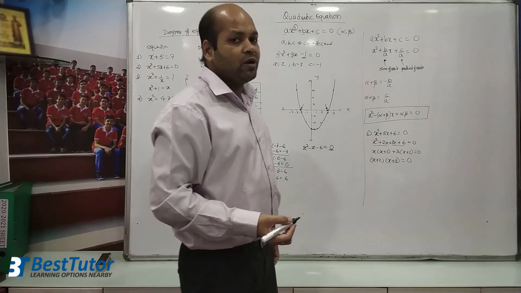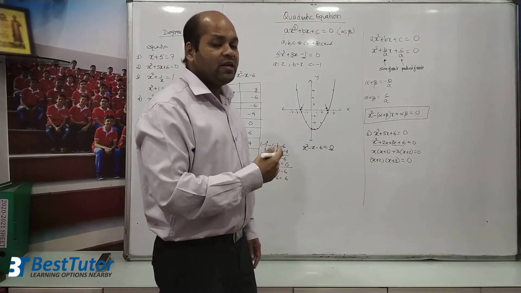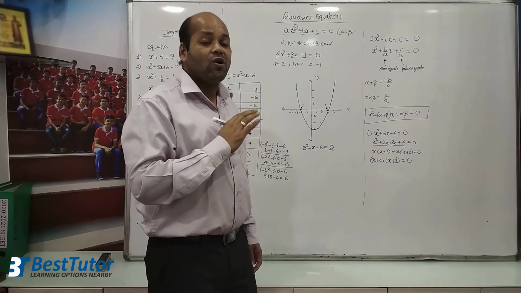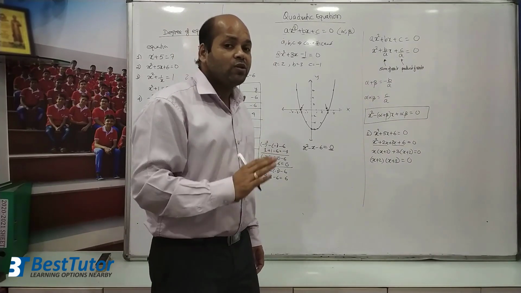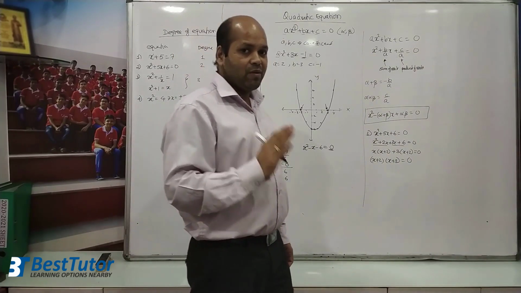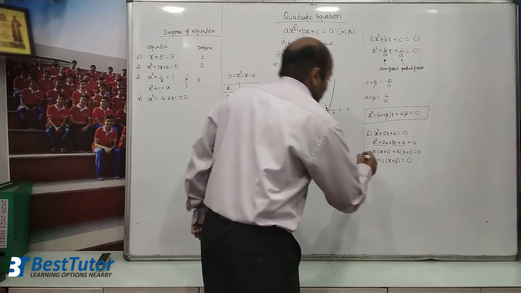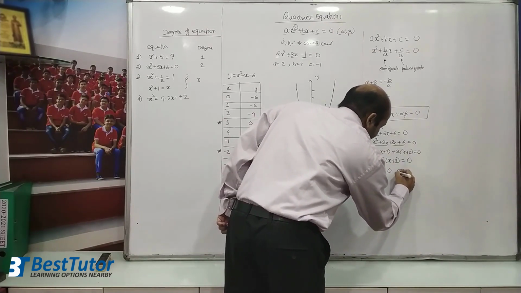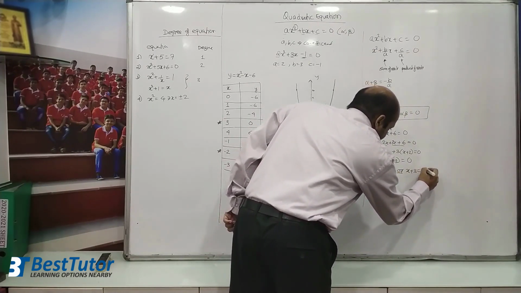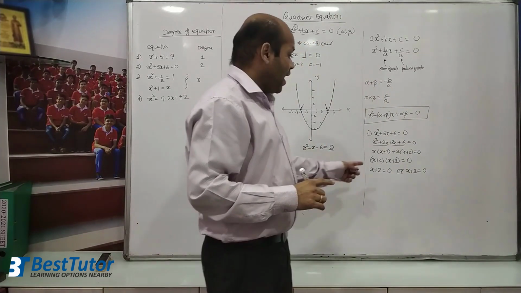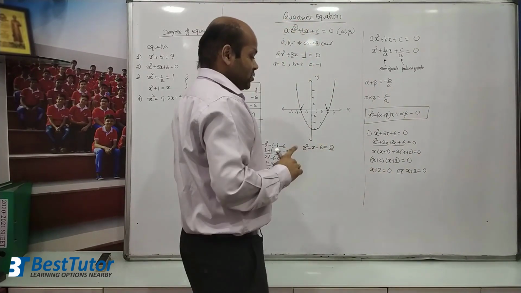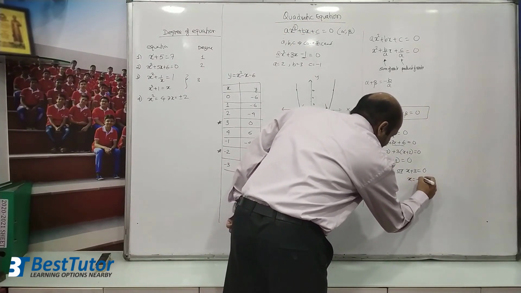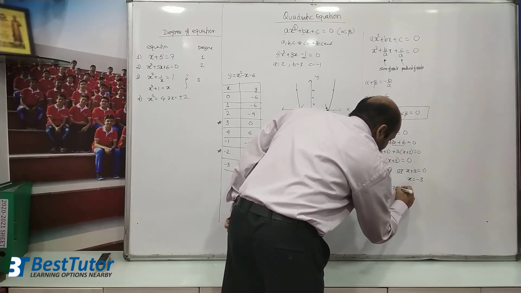When is the product of two numbers equal to 0? When either of them is 0. What is 0 into 0? Not defined. So both cannot be 0. Remember, both cannot be 0. So it is x plus 2 equal to 0 or x plus 3 equal to 0. Or, not and. Right? It becomes x equal to minus 2, x equal to minus 3. So roots are minus 2, minus 3.